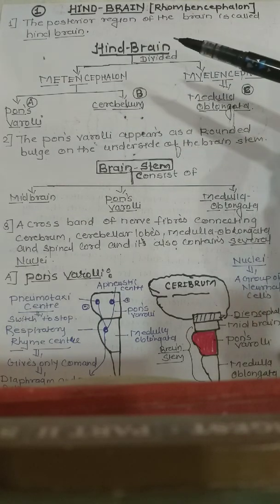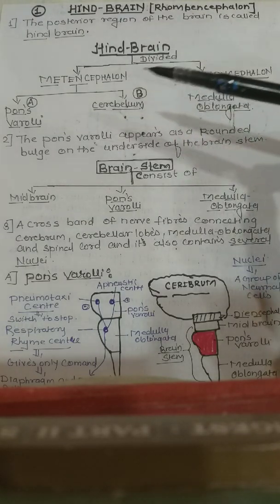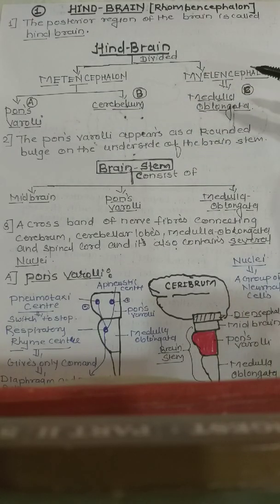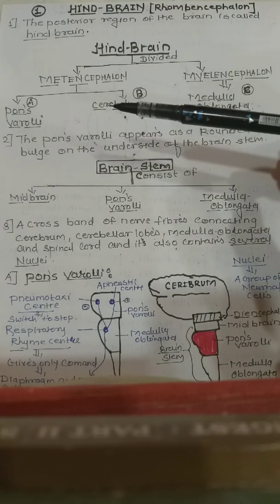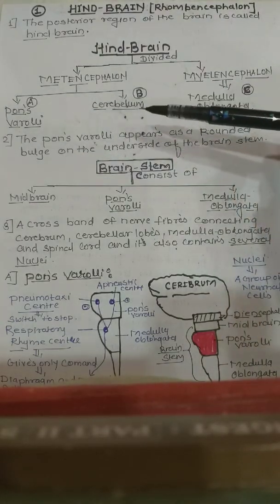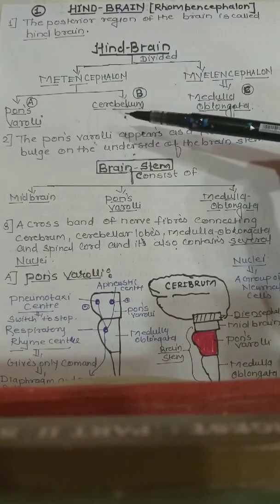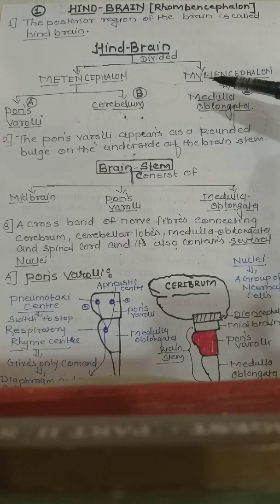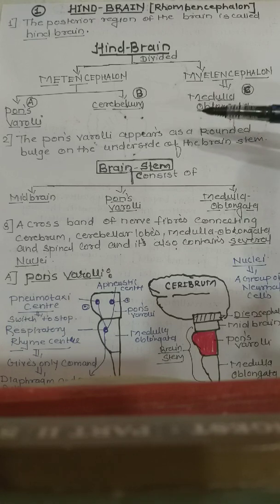This hindbrain is divided into two parts, metencephalon and myelencephalon. Under the metencephalon come the pons varolli and cerebellum. Pons varolli and cerebellum are the examples of metencephalon, and under the myelencephalon comes the medulla oblongata.